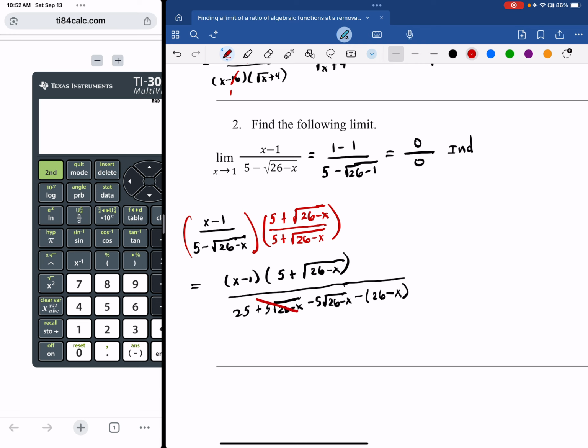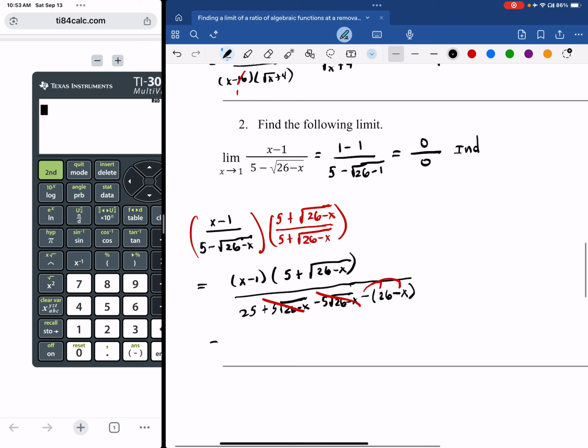Notice we have a positive 5 square root of 26 minus x and a minus 5 times the square root of 26 minus x. So those cancel and become a 0. And then again, we do need to distribute that negative through to both terms. So in the numerator, I'm going to have one factor of x minus 1, another factor of 5 plus the square root of 26 minus x. In the denominator, I have that 25. Then I'm going to go ahead and distribute that negative, so it would be a minus 26, and then subtracting a negative x actually turns into a plus x.